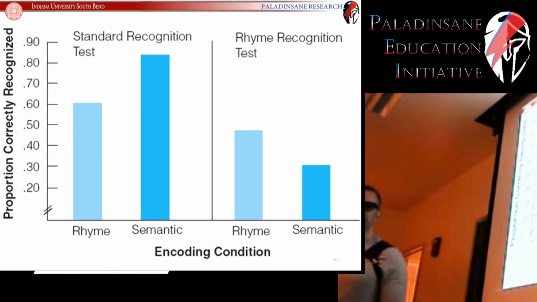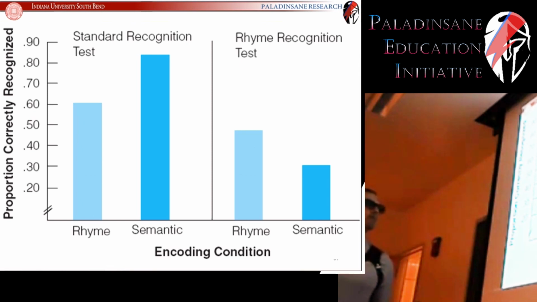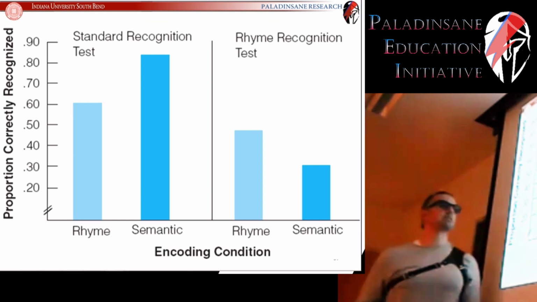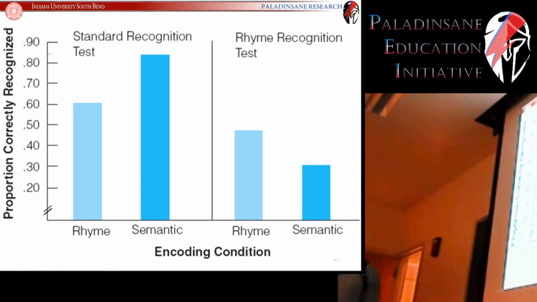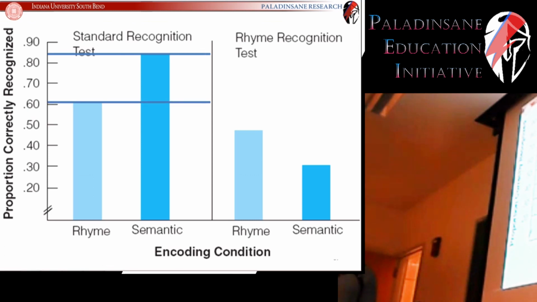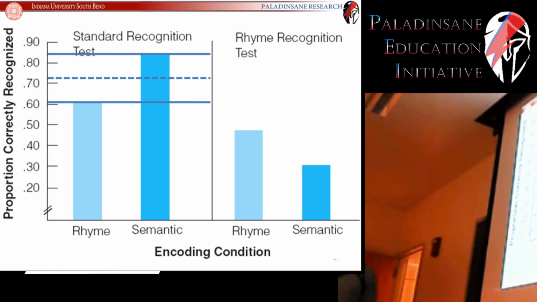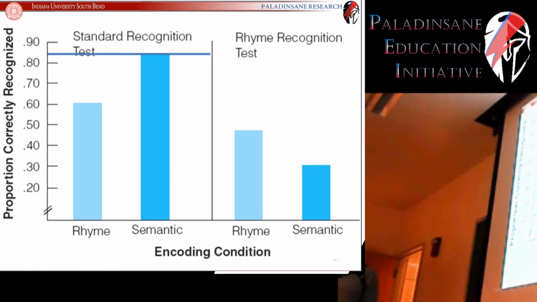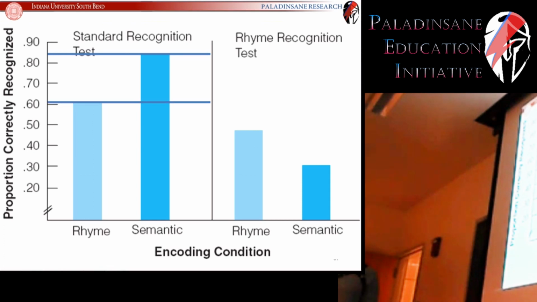The standard did, exactly. So it didn't matter if you encoded via rhyming or via semantic. If you take a look at the average performance on the standard recognition test, that's the average performance right there. That's how the semantic encoders did on the standard recognition test. That's how the rhyming encoders did. That's how subjects on average did on the standard recognition test.